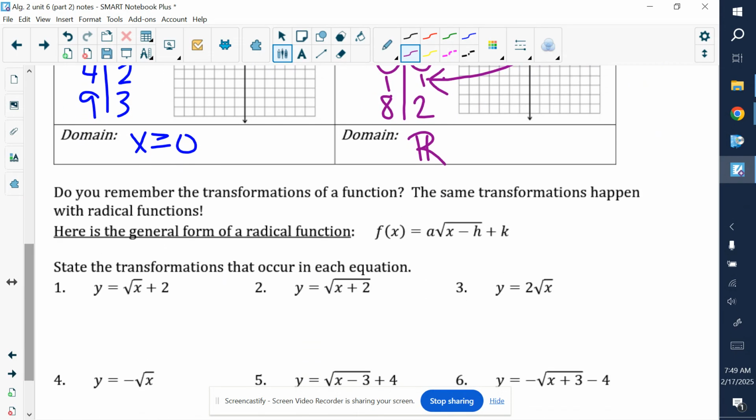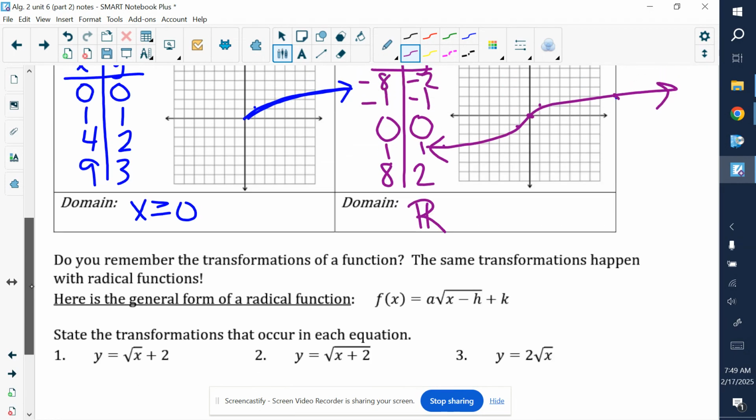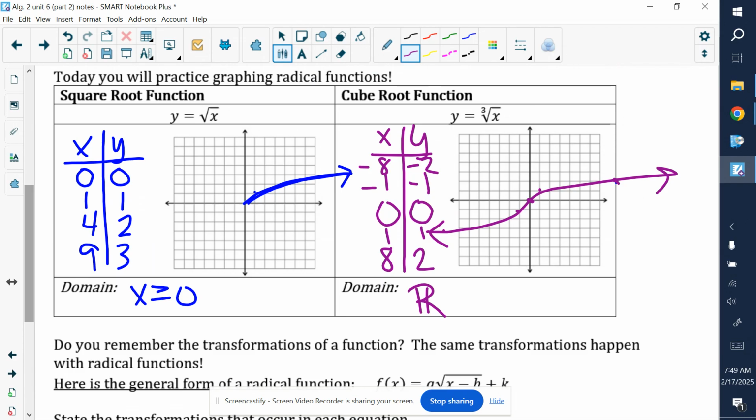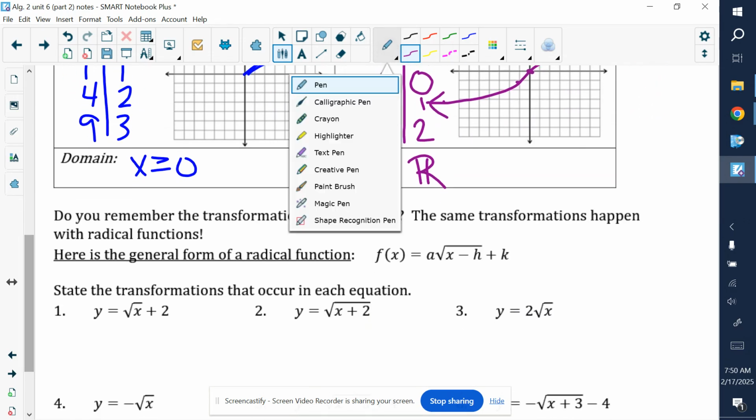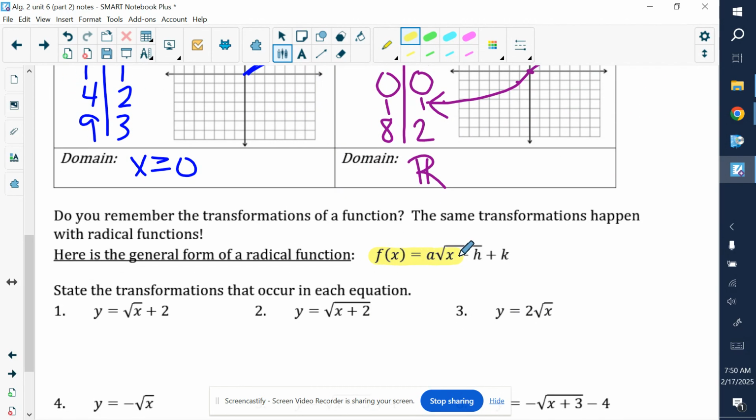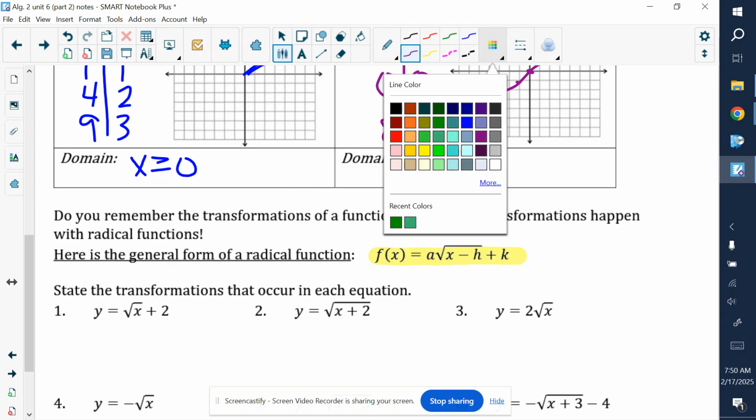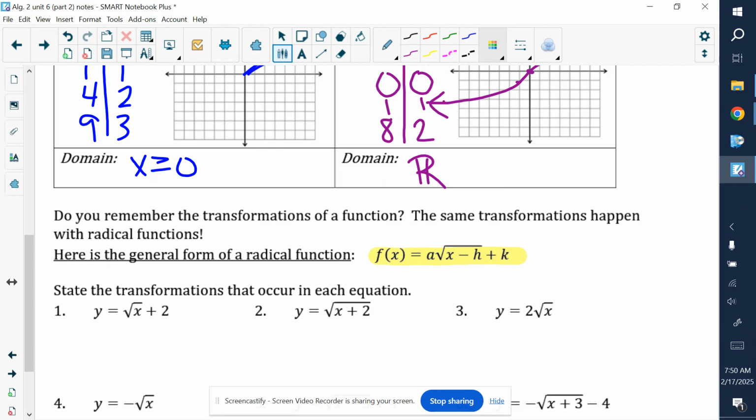Okay, do you remember the transformations of a function? That's what we're going to focus on. We are going to take these graphs and transform them. We might move them left, right, up, down. We might vertically stretch them, make them taller. This is our formula that we followed. It's been a little while since we did this, but we did do this earlier in the year. So let's refresh what each of these values does to our graph.